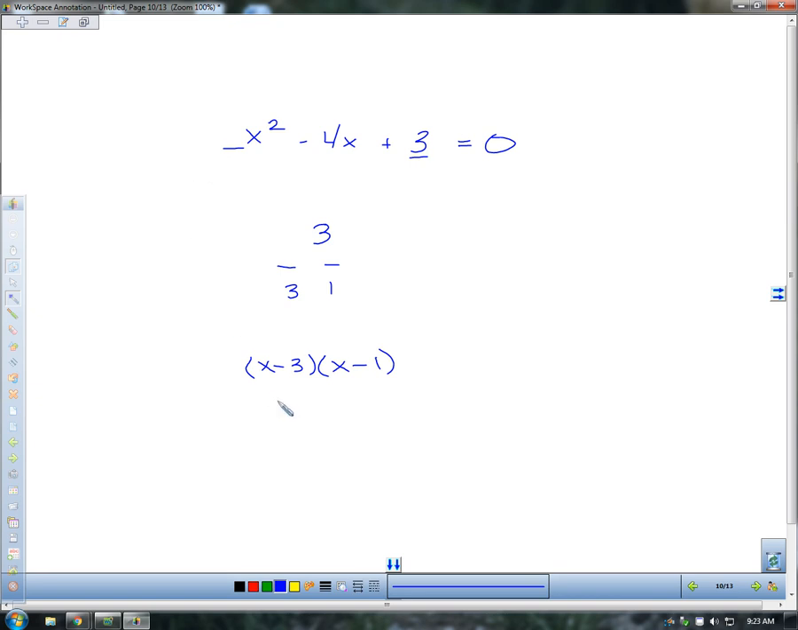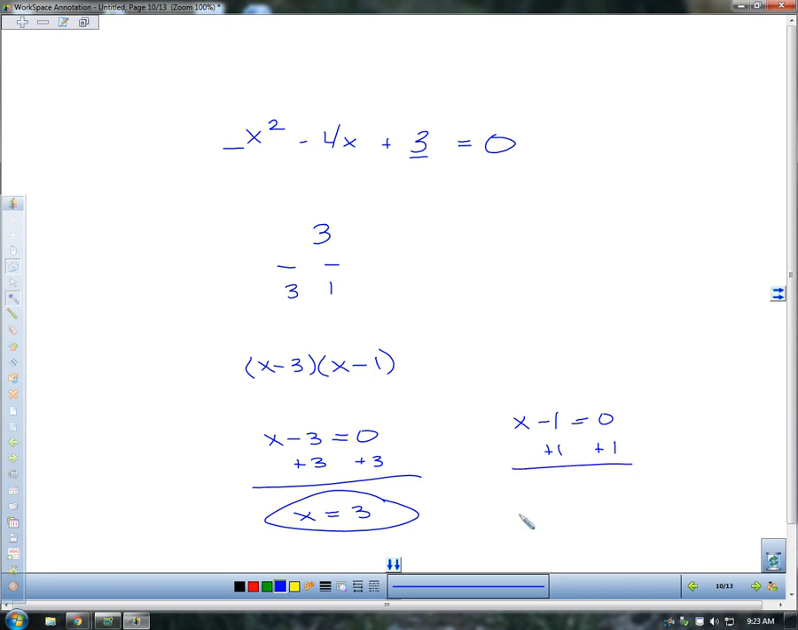This is factored. Now in order to get solutions from this, you have to set each factor to 0 and solve. So what I mean is x minus 3 equals 0. Well, to get x by itself, I would add 3. So x equals 3, there's one of my answers, and x minus 1 equals 0, so add the 1. My other solution is x equals 1, okay?